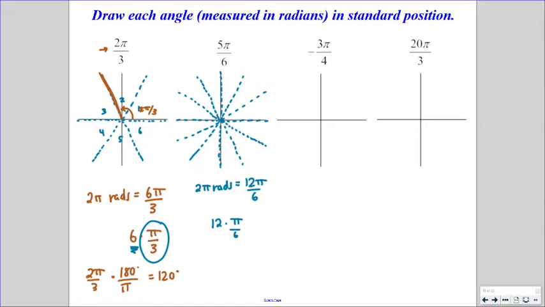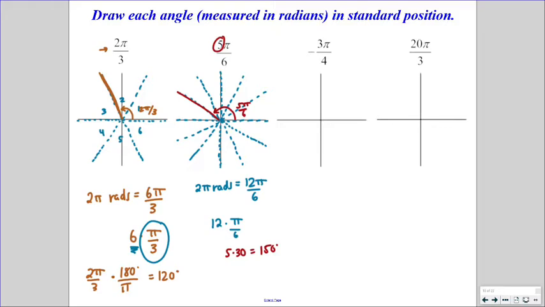Okay, I've got my 12 pizza slices, and we are counting out 5 of those. We need 5 pi's over 6. So 1, 2, 3, 4, 5 pi's over 6 gets me out here at this angle. And positive 5 pi over 6 looks like that. Again, you could have turned that into degrees. 5 pi over 6 is 5 times 30, or 150 degrees, and then you could have just drawn the 150 degree angle.